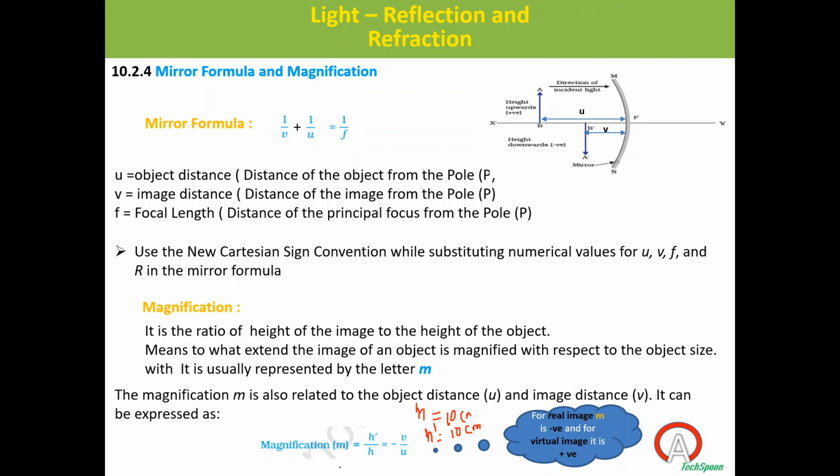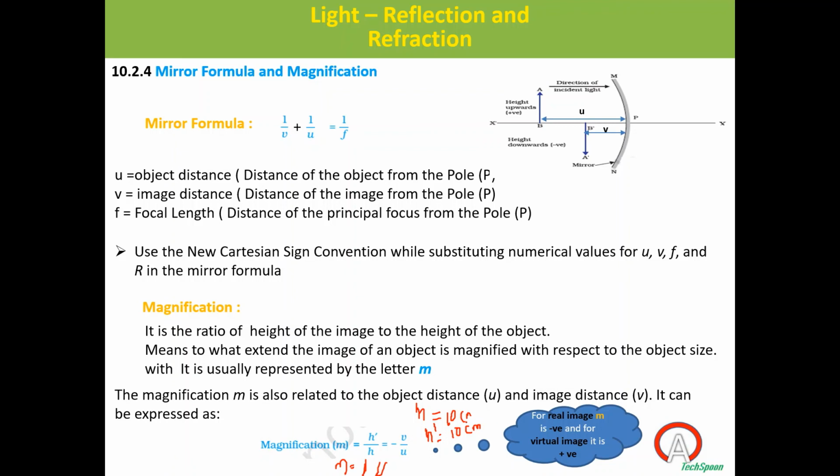So what will be magnification? M is h dash by h, 1, right? 1. So there is no increase in size. If m is equal to 1, there is no increase in the size of the image, right?